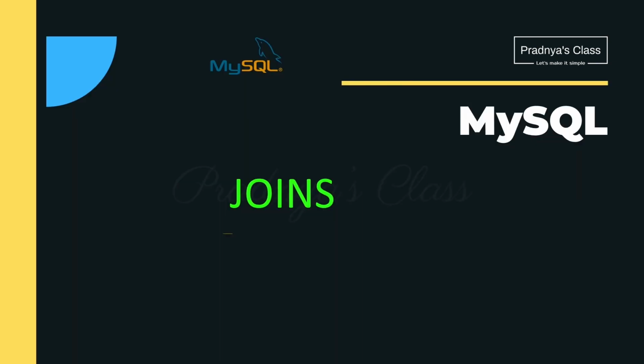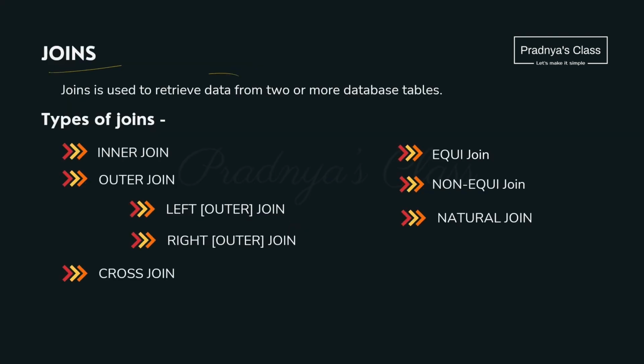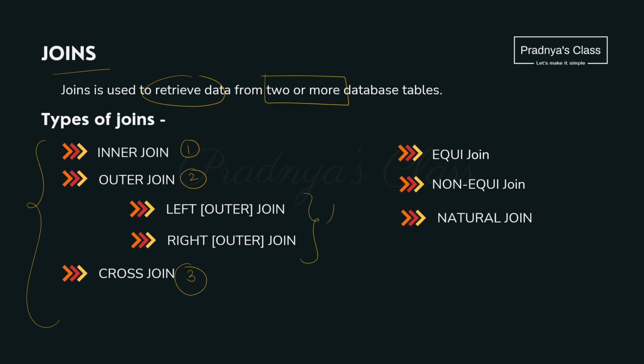Now we are proceeding to one of the important topics, that is joins. What is the use of join? It is used to retrieve data from two or more tables. Here are the different types of joins. The first is inner join, second is outer join and the third is cross join. There are two different types of outer joins, left outer join and right outer join. You may find these types of joins also, equi join, non-equi join and natural join. We are going to discuss all these types of joins in detail.